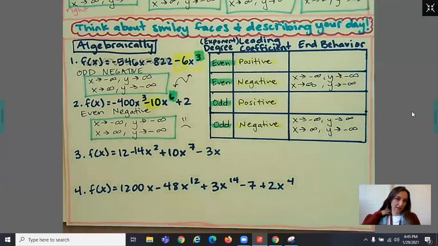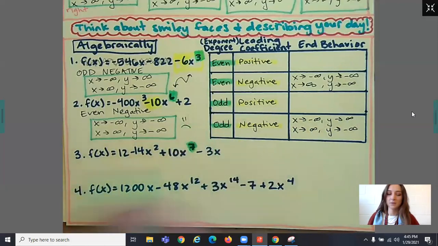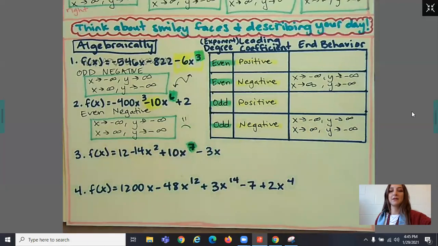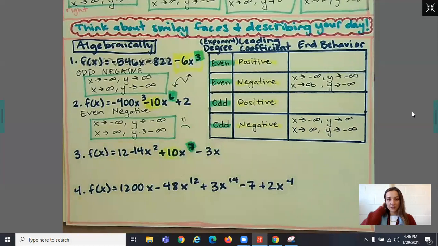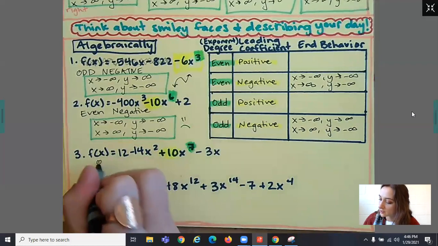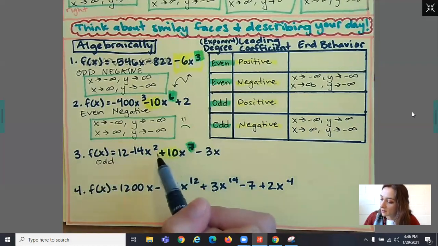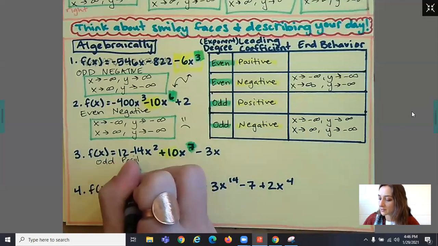Okay, so let's look at the next one, and I'm going to look at the highest exponent first. And here I see that the biggest exponent is 7. So that's what we're going to be working with. And the number that's in front of that x to the 7th is positive 10. Okay, so we're working with the 7 and we're working with the 10. 7 is an odd number, so this is going to be odd. And then positive 10 is a positive number, so it's going to be odd, positive.